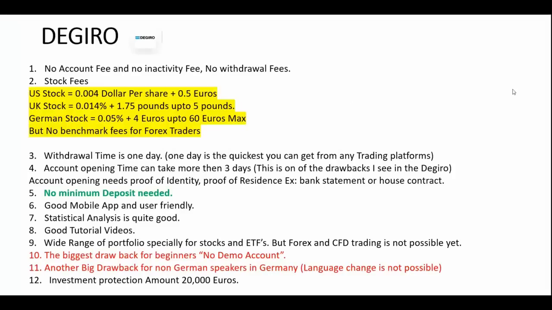So let's come on to our second broker on the list, which is DEGIRO. The first point is no account fee, no inactivity fee, and no withdrawal fee. So when you're going to open an account, there is no fee for that, and there is no inactivity fee as well. That means when your account is stagnant, you don't have to pay any fee for that. And then there are no withdrawal fees.